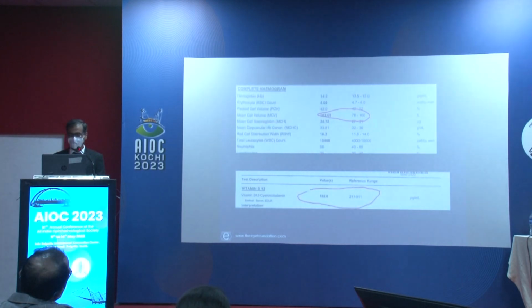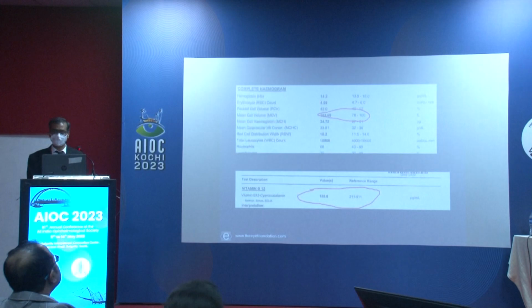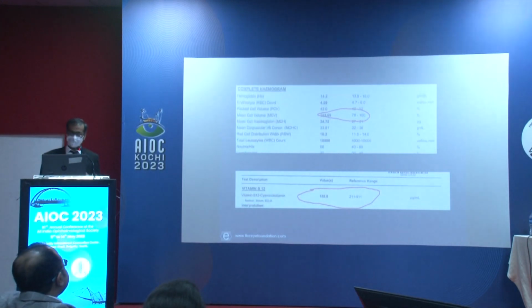So in combined B12 and folate deficiency, it's always important to either correct them together or to correct the B12 deficiency first. If you correct the folate deficiency first, hematopoiesis will kick in and the patient will go in for demyelination of the cord, called subacute combined degeneration of the cord.